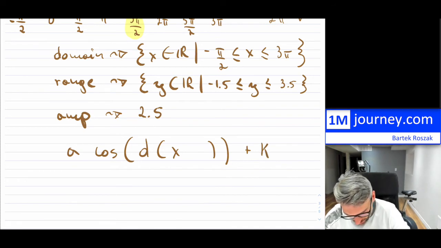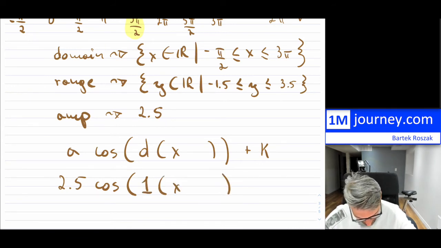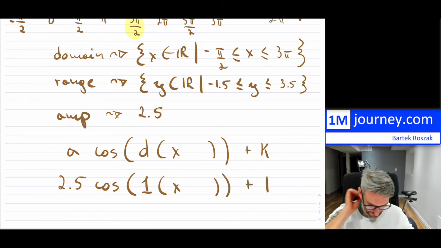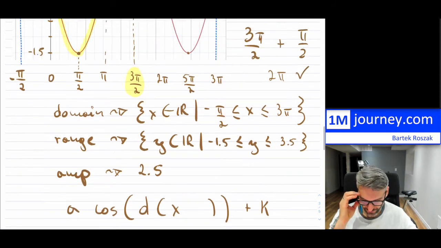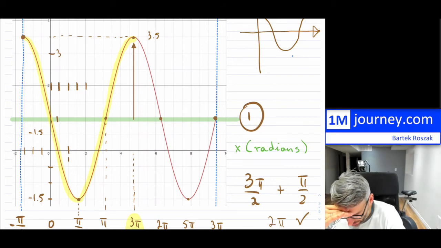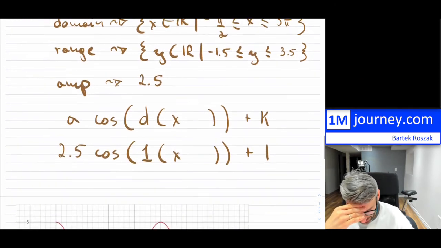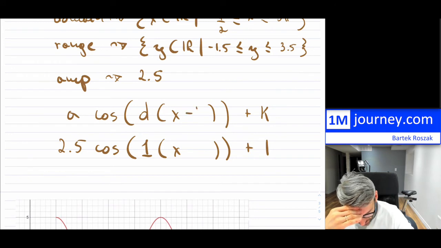So we know already this is 2.5 cos. D is 1, so it's kind of redundant to write it. And then we said we moved it up by 1. Now the shift: what did we shift this by here? It looks like we shifted it over in this direction, by negative pi over 2. So remember, h, that means it's going to be positive pi over 2, in radians. And there we have it.